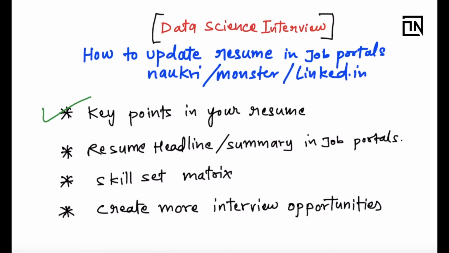After that, we will discuss how do you showcase your overall summary as resume headline. This is something which the recruiters notice first when they look at your profile. Then we will go down to discuss what are the skill set matrix, or the keywords per se, which must be present in your resume so that it gets shortlisted whenever the recruiters are trying to search for certain keywords related to machine learning. And then in the end, we will discuss how can you create more interview opportunities by following a very simple trick. All right, so let's get started.